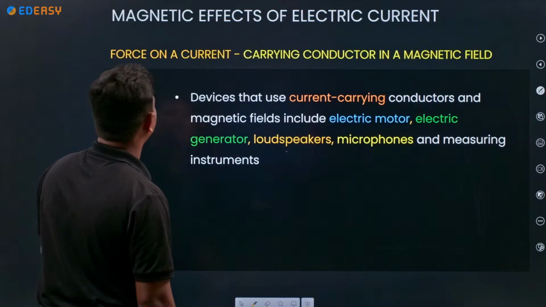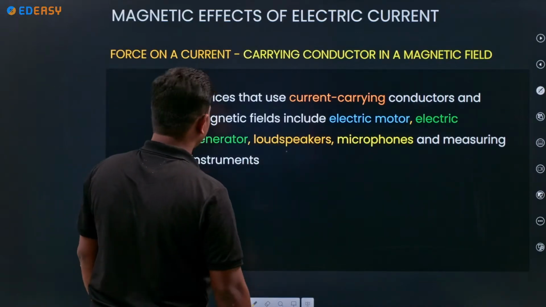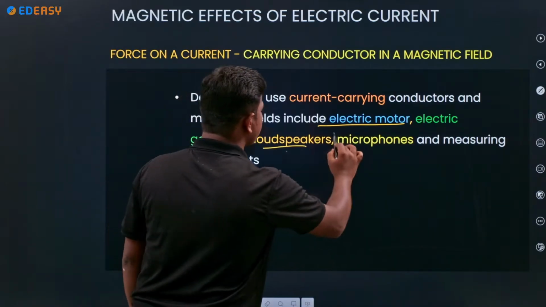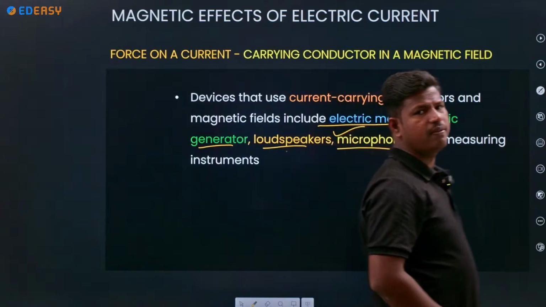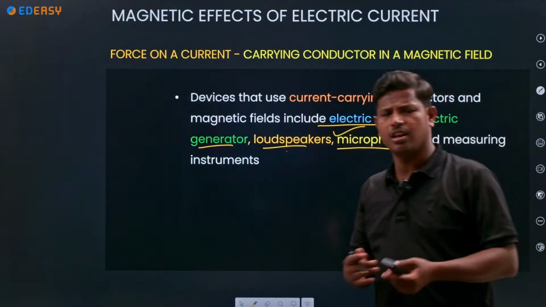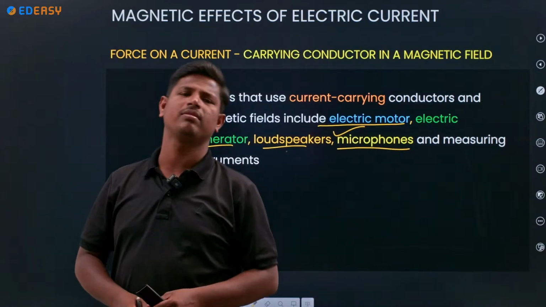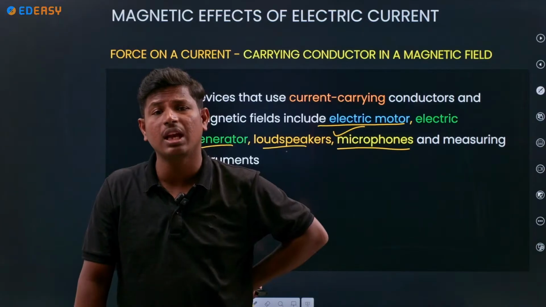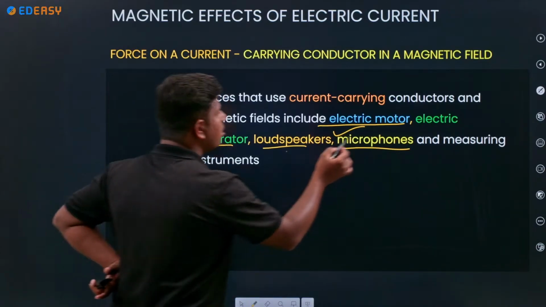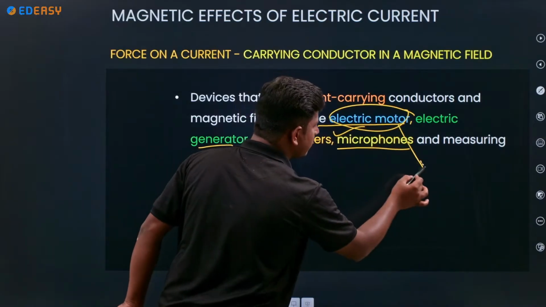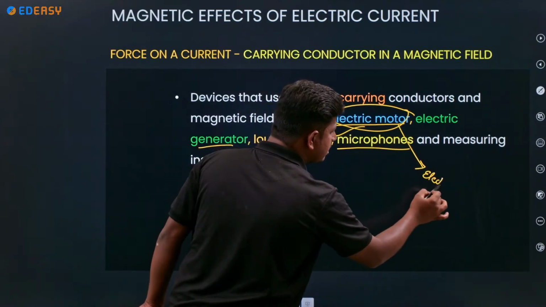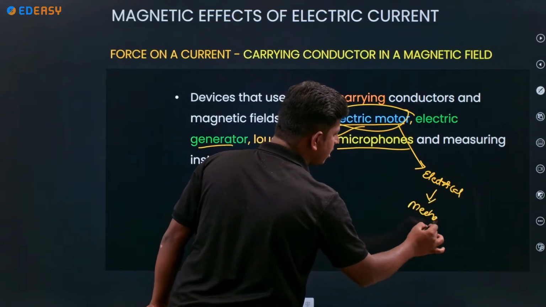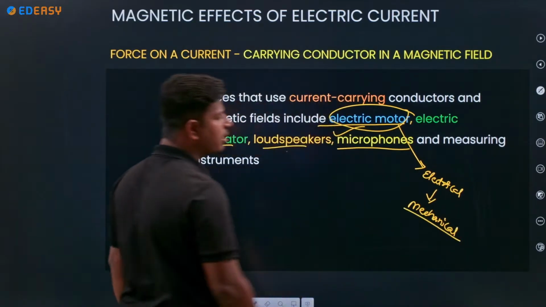Next, where do we use all this? Electrical motors, electric generators, loudspeakers, microphones. Okay, how does the electrical motor work? What is the principle of the electrical motor? The electrical motor principle is that electrical energy is converted into mechanical energy.